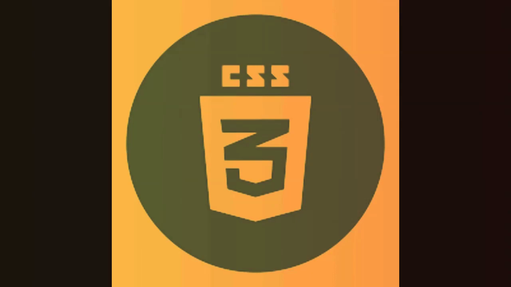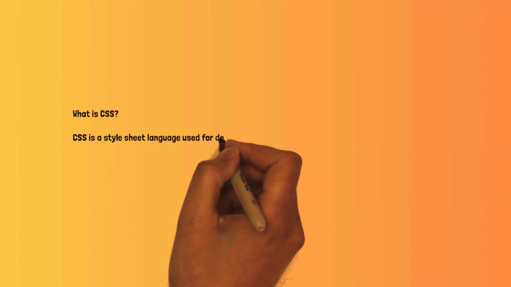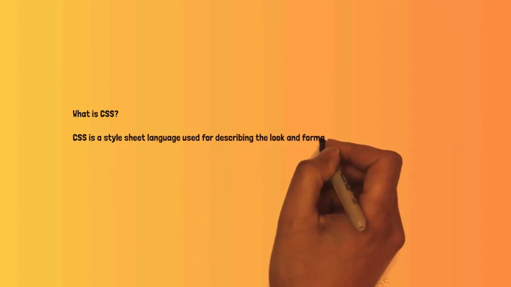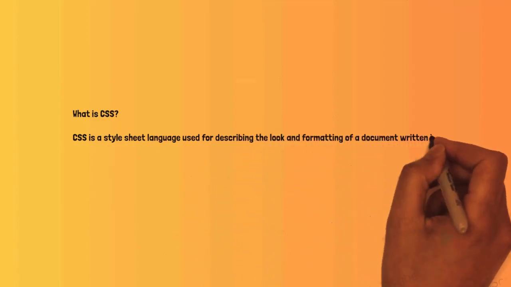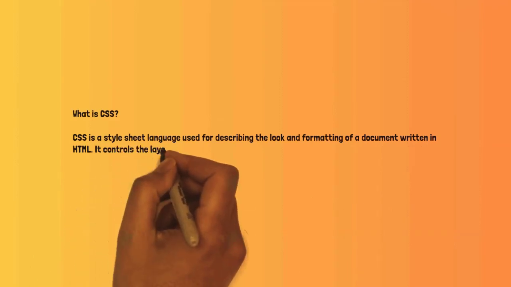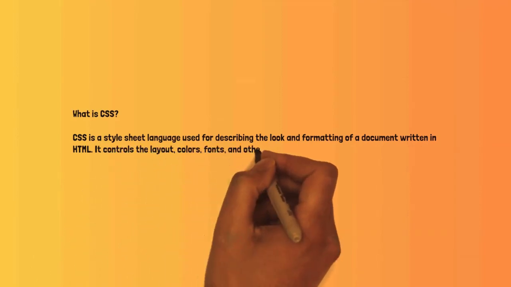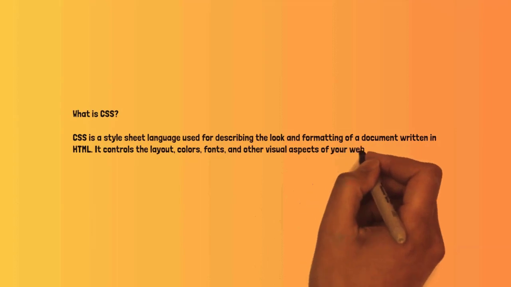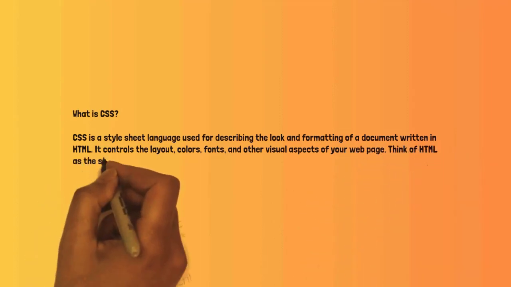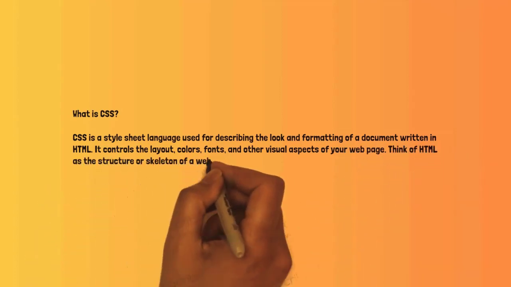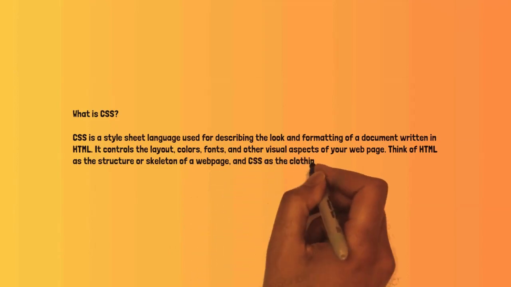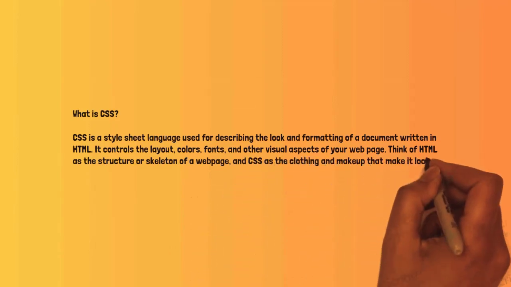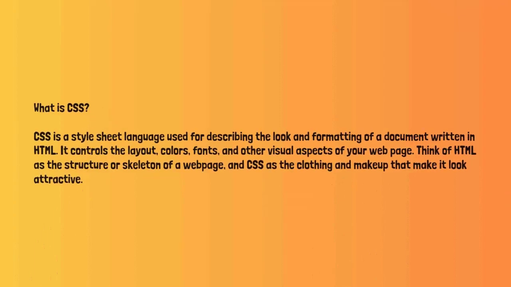What is CSS? CSS is a style sheet language used for describing the look and formatting of a document written in HTML. It controls the layout, colors, fonts, and other visual aspects of your web page. Think of HTML as the structure or skeleton of a web page, and CSS as the clothing and makeup that make it look attractive.